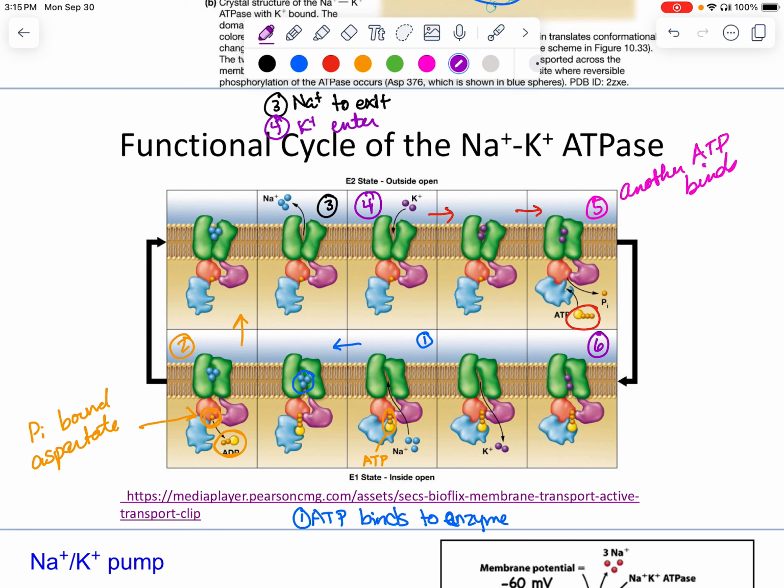Which then opens, changes the conformation, right? And it opens the side to the cytosol, opens the inside, and releases those potassium ions. Okay, for each cycle that this happens, we have one ATP getting converted to ADP and phosphate. We've got 3 sodiums going out and 2 potassiums coming in.